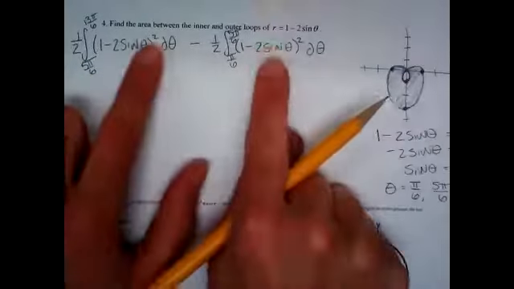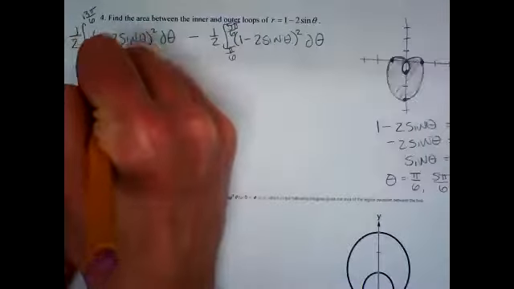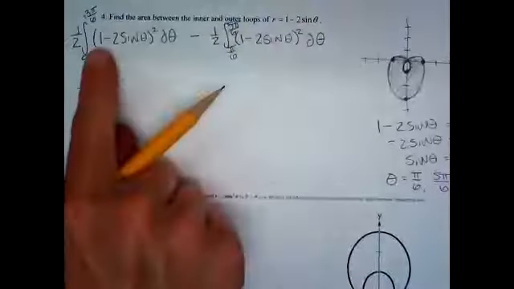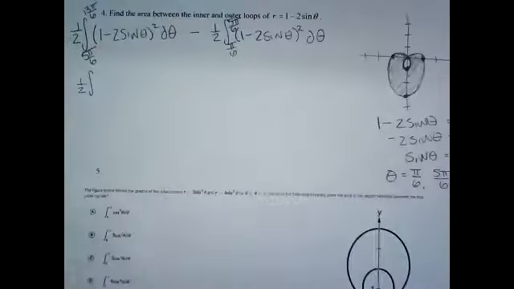Now, because these are the exact same, I'm only going to have us do one of them. And I'm going to leave off the boundaries because they're different on each of these. We're just going to do one of them. All right, so if you have 1 minus 2 sine theta squared, that means you have 2 of them.